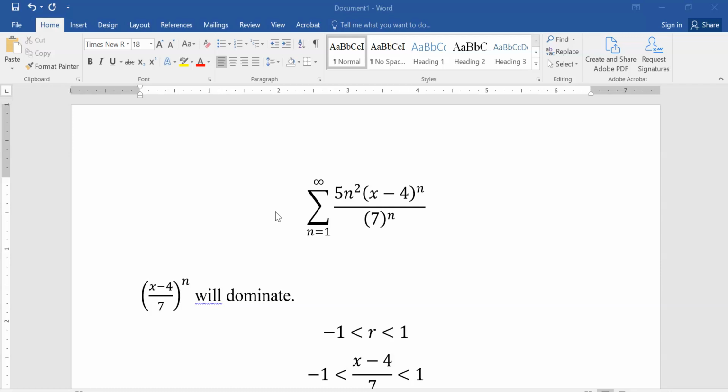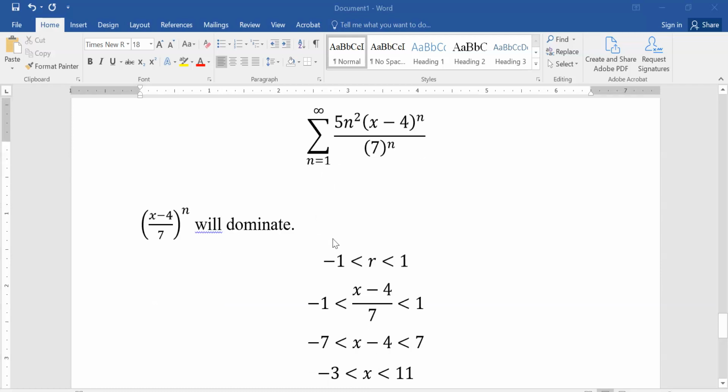You push pause on the video and did that. So 5n squared times (x minus 4)^n over 7^n. Now we're going to combine all of our geometric parts, (x minus 4) over 7 to the n, and we're going to see that versus a polynomial, the geometric or exponential growth will dominate. So whenever the geometric piece converges, the infinite series will too.